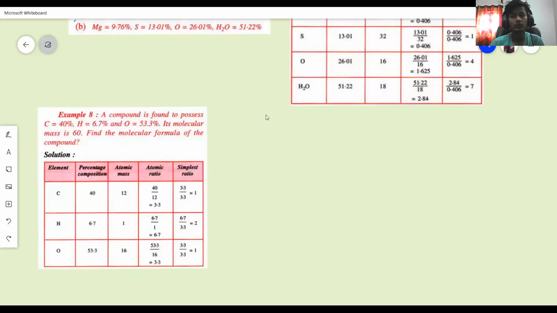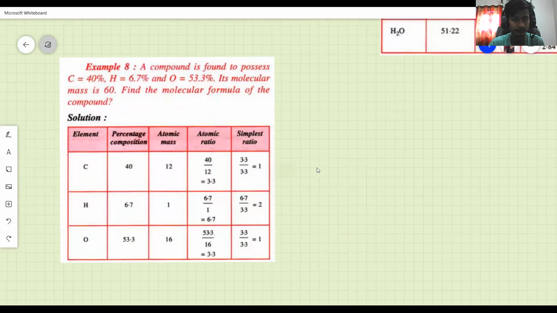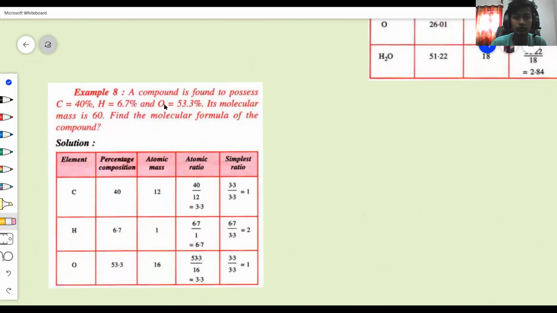Anyone has a problem? Okay, so in the same kind of problem, we also get asked to calculate the molecular formula of the compound. So in this type of question, we first calculate the empirical formula of the compound, right? So we have a compound first found to possess 40% of carbon, 6.7% of hydrogen, and 53.3% of oxygen. So what is the first step? To create the table. To create the table is the main step.